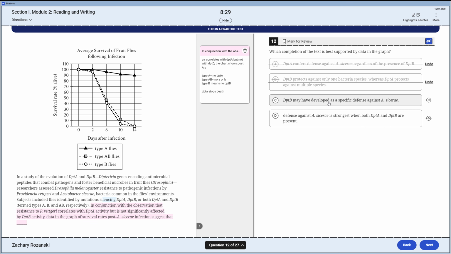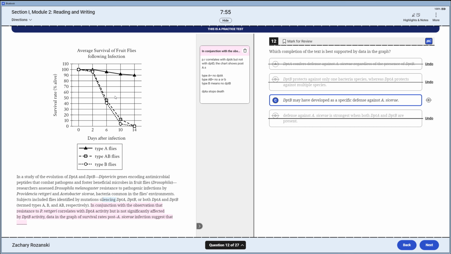DPT, maybe. I see that this one talks about A. This is the one I understand the most, so I'm going to look at D. Defense against ASIC is strongest when both DPTA and DPT are present. That's not true. Type A was the strongest. Oh, wait. No, because when both are present, we don't have that on the chart. In type AB, they're both silenced. I don't have that on the chart. It's just not supported.